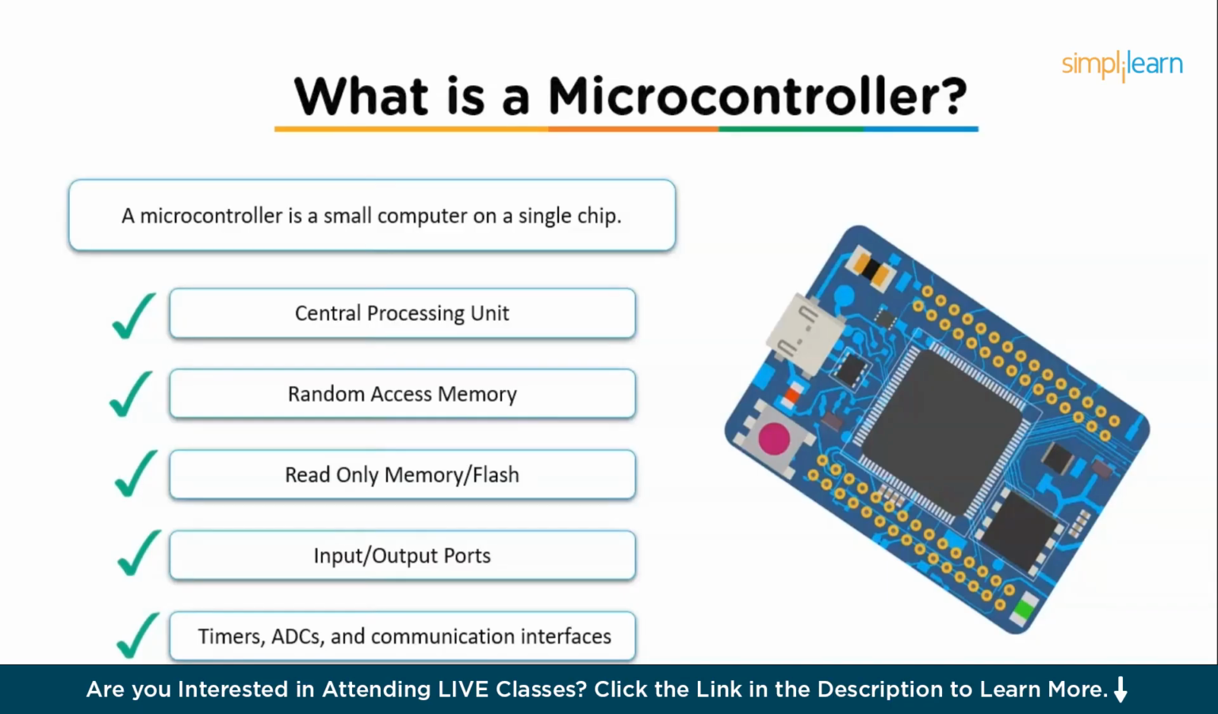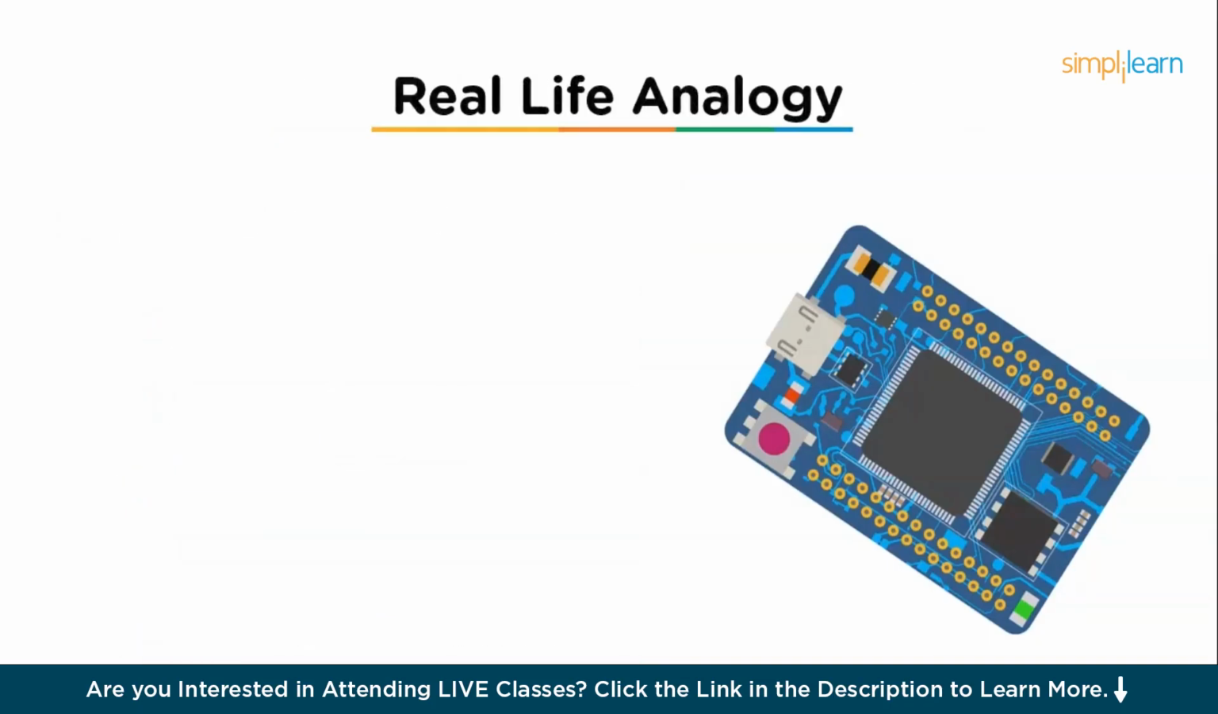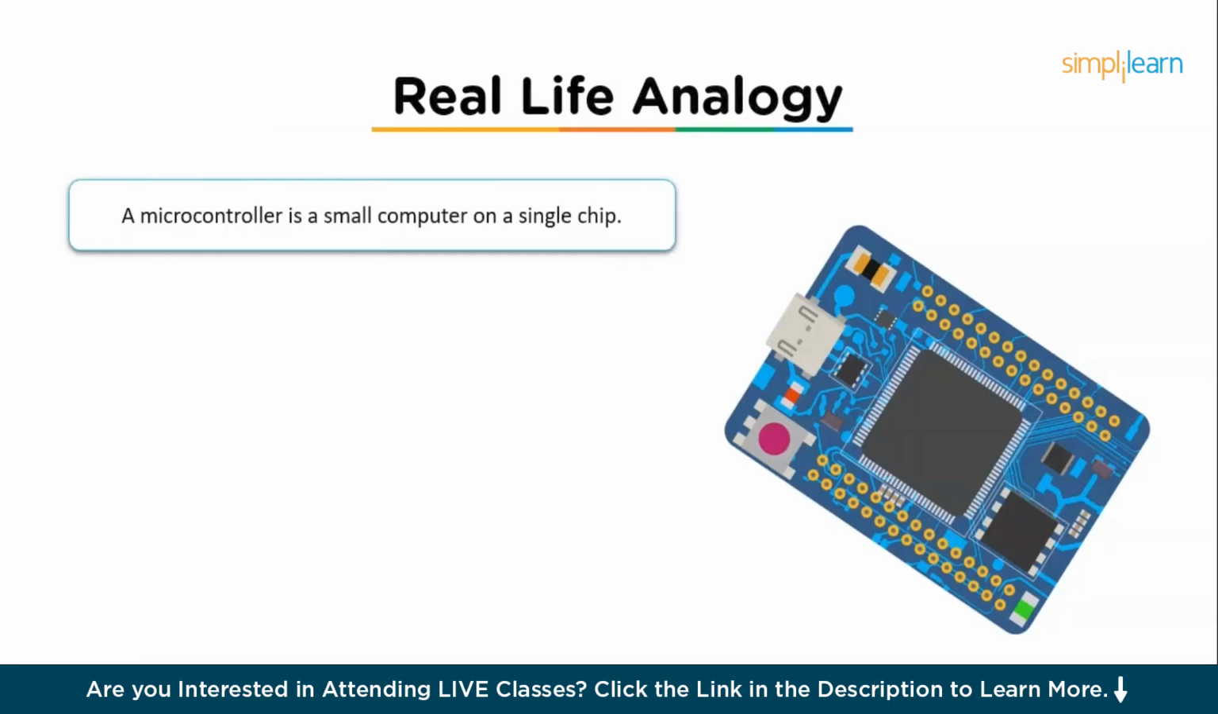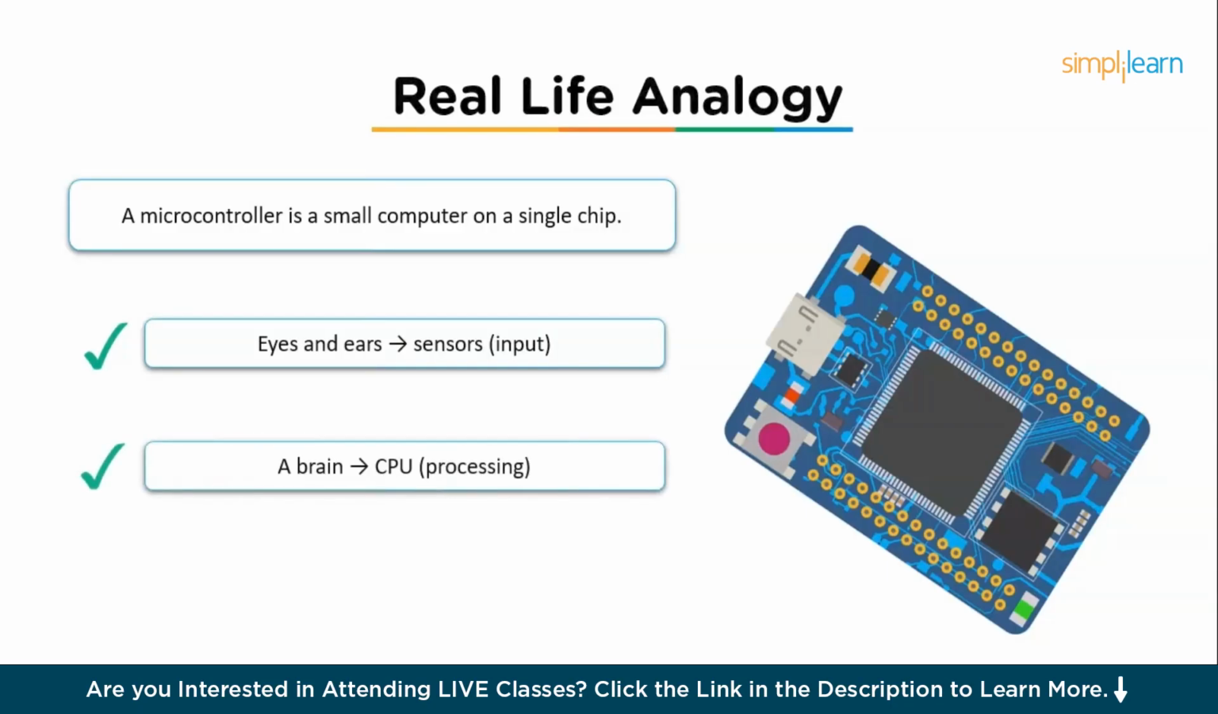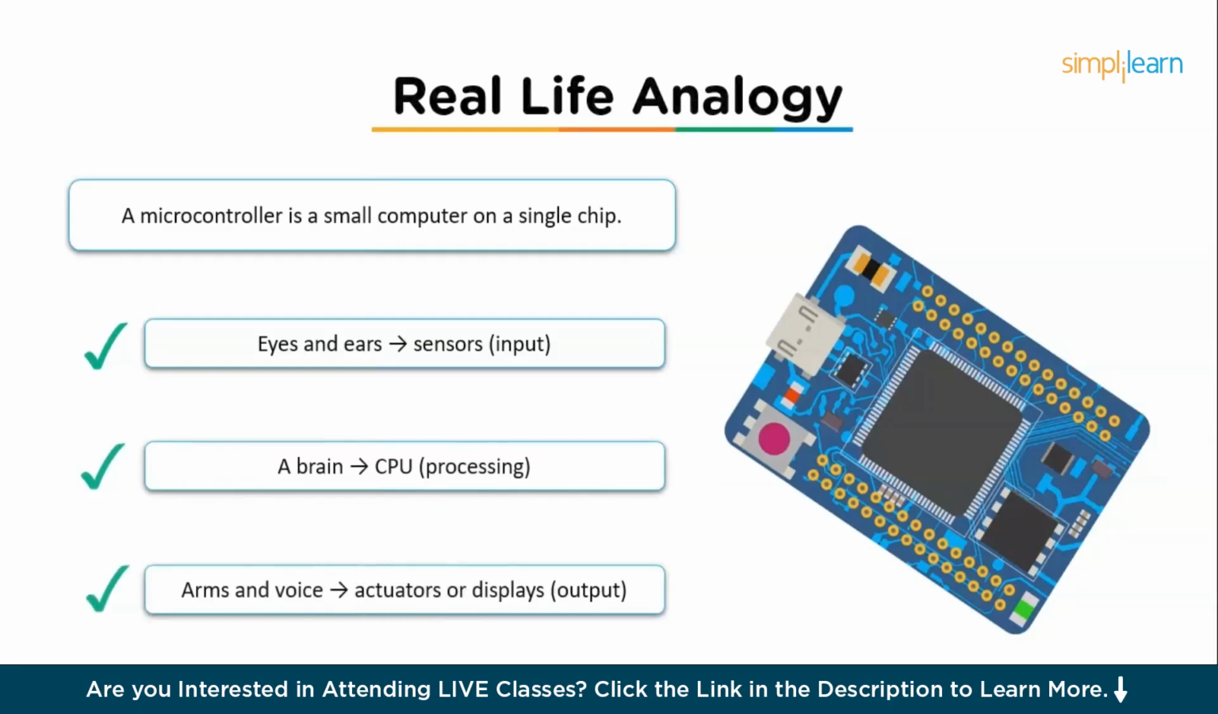So in simple words, a microcontroller is like a tiny brain that can take input, process it and give the output all by itself. Let's move on and see the real life analogy. Think of a microcontroller as a self-contained robot, basically a simple computer on a single chip. It has eyes and ears, that is sensors as input. It has a brain, that is a CPU for processing. Then it has a voice, that is the output. So everything is built in. It doesn't need external components to function. That's why microcontrollers are perfect for embedded systems that do one job very efficiently.